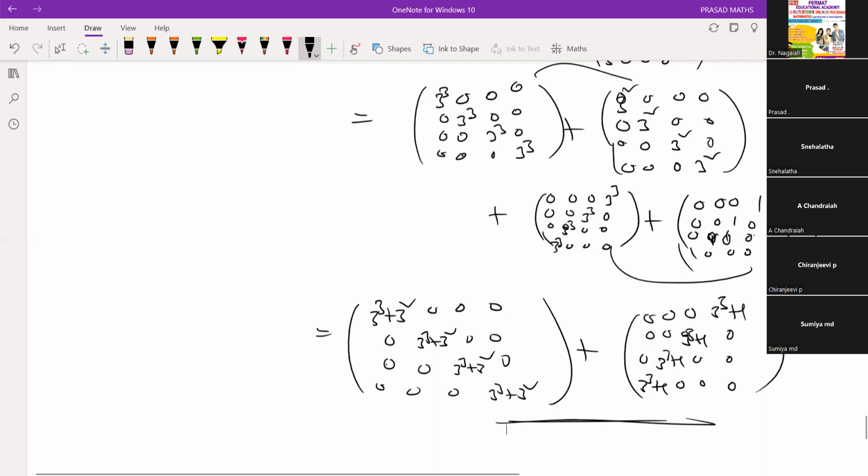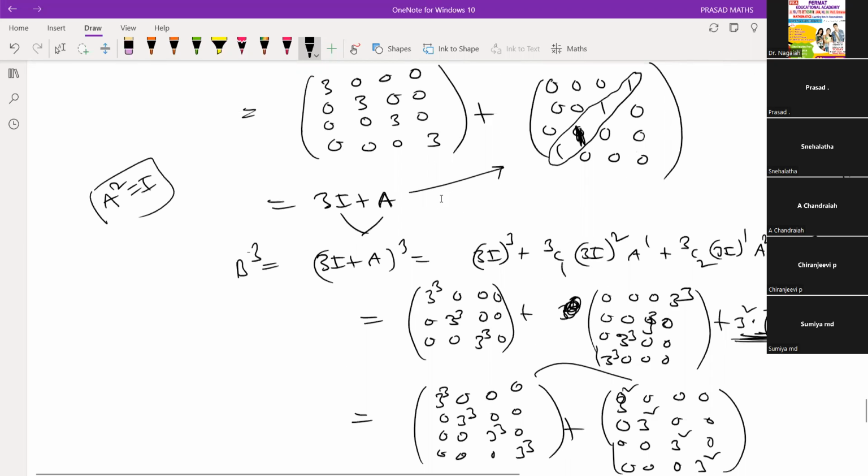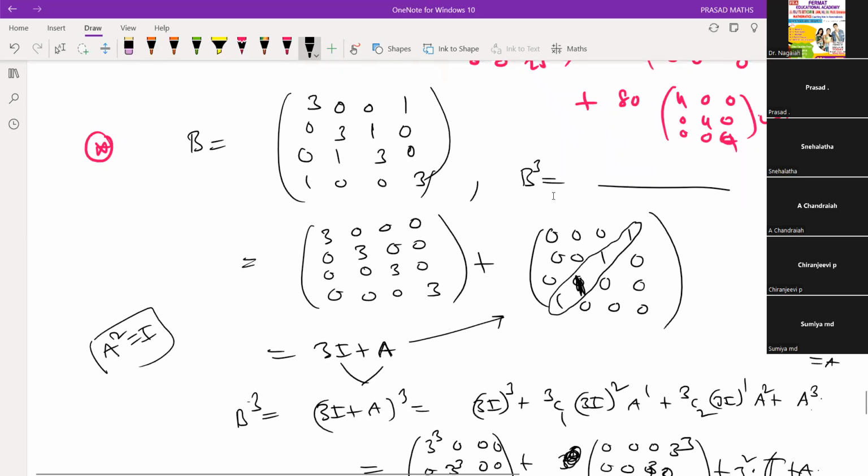Right, so this is a very important problem. What is the best technique in order to compute something like power 100 or power 5 or power 6? Make sure that you write the matrix as a sum of a scalar matrix and something else, where that something is idempotent, involutory or nilpotent. You are getting it like that. So this is very, very important. Is it clear? Hello? Yes, sir.